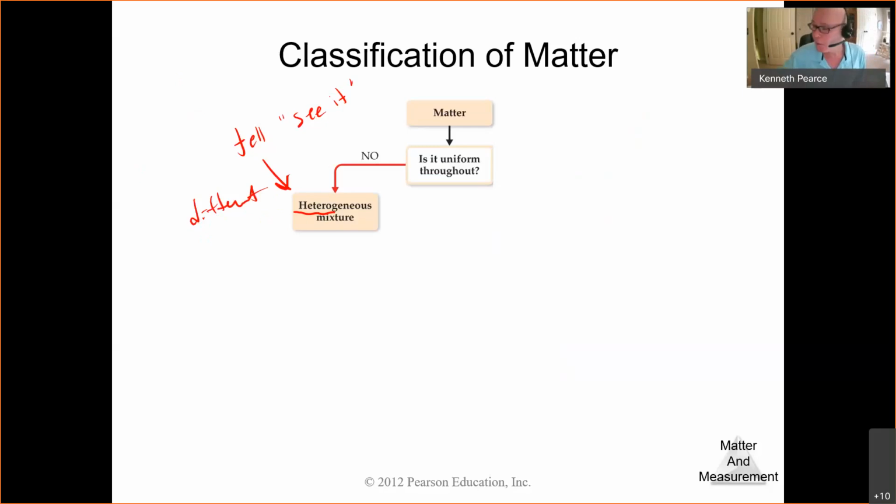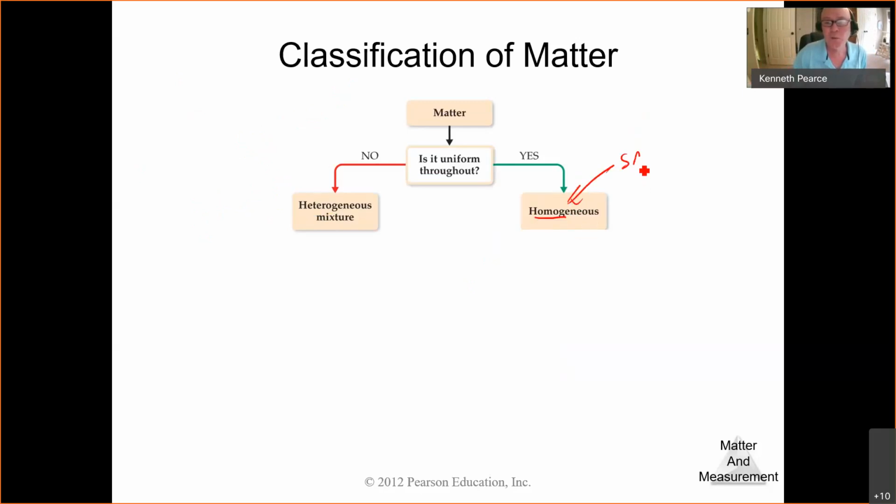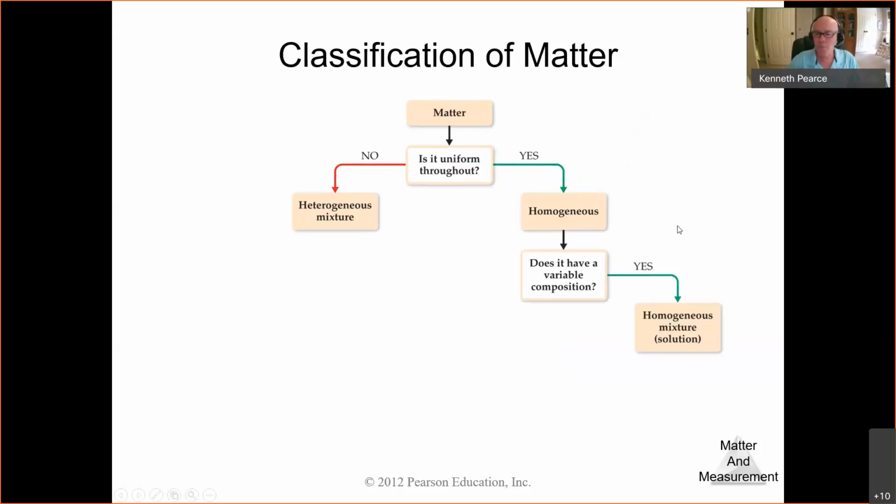Okay. Now, the next thing we have to ask ourselves: if it is uniform throughout, then it is homogeneous, which means same. This just means it's the same. All right. Now, we can't just stop there and say it's homogeneous. We have to look: it's the same all the way through, but does it have variable composition? And what that means is, if it has variable composition, that means that it has more than one thing, more than one component.